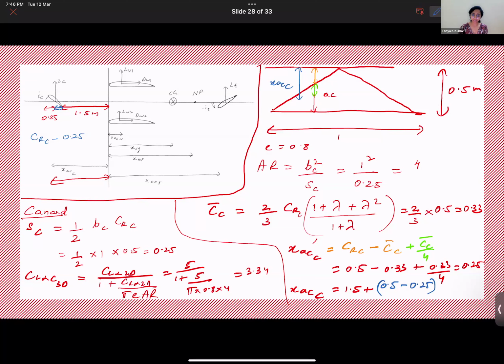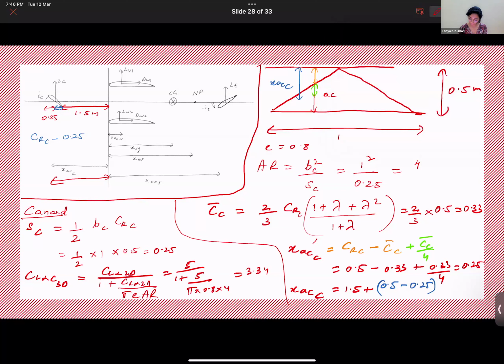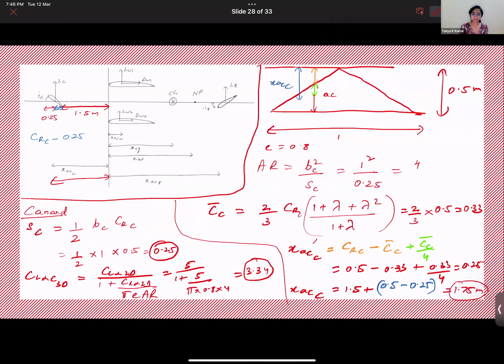Is that correct? I know this may be a little confusing, but just try to understand it. Exactly. So 1.75 is the final answer here. So we have found out the area of the canard, the CL alpha of the canard, and the XAC. So we've completed all the requirements for the canard. Now let's move to the next structure.